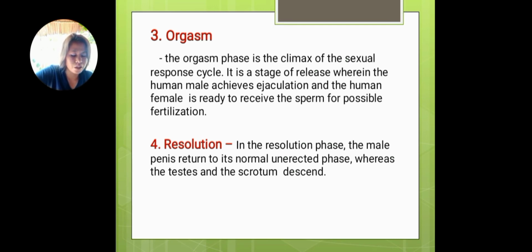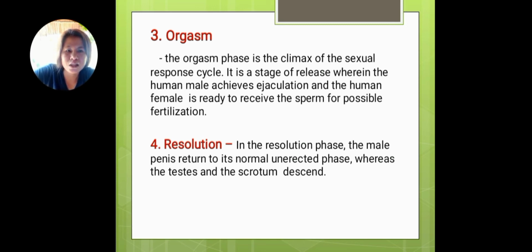In women, the muscles of the vagina contract. The uterus also undergoes rhythmic contractions. In men, rhythmic contractions of the muscles at the base of the penis result in the ejaculation of semen. So, mao na ang ilahang mga gi-desire nga ma-achieve nila, the climax.